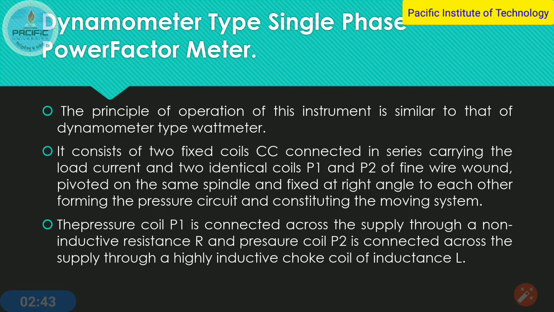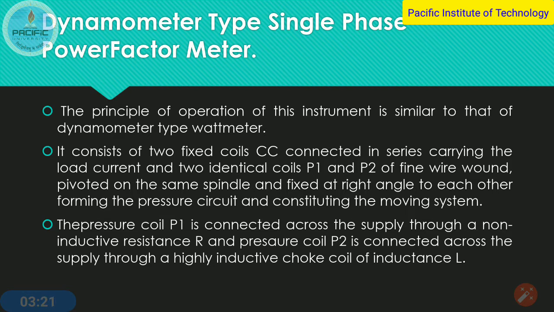In this type of instrument, it consists of two fixed coils CC connected in series carrying the load current, and two identical pressure coils P1 and P2 of very fine wire wound. These two pressure coils are pivoted on the same spindle and fixed at right angles to each other. The coils P1 and P2 form the pressure circuit and constitute the moving system of the power factor meter.